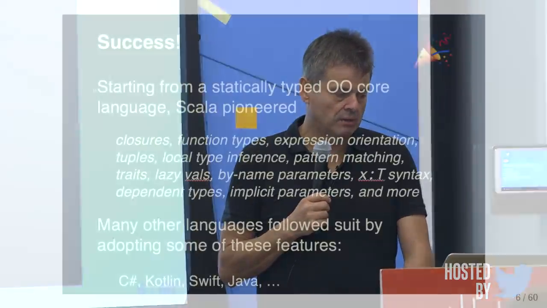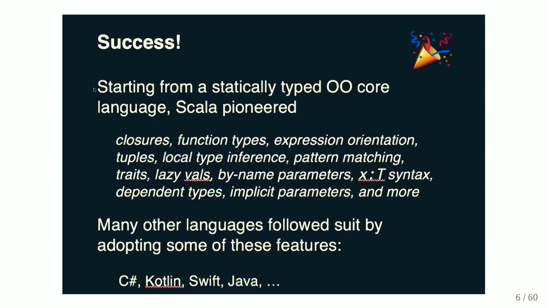And you could say that it was a big success. Well, I'm talking here at Twitter, so obviously that's one of the signs of a big success of Scala. But more generally, here's a list of language features, and they all now look pretty much common, right? Closures, function types, expression-oriented language, no statements, tuples, local type inference, pattern matching, by-name parameters, x colon t syntax, dependent types, and so on. All of these are essentially features where you say, yeah, makes sense. It's pretty standard by now.